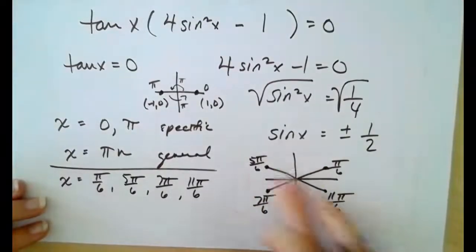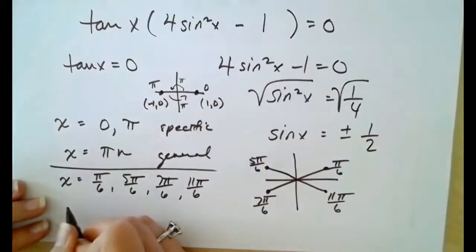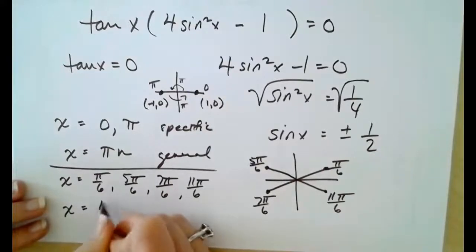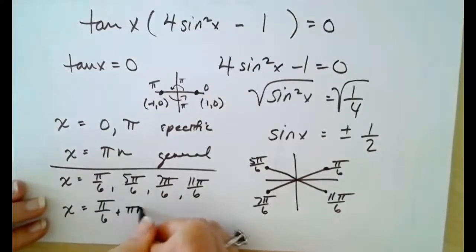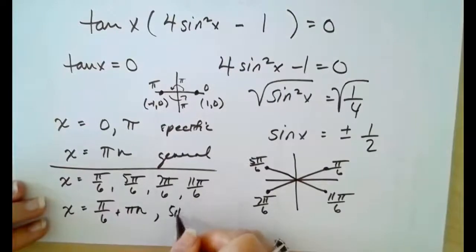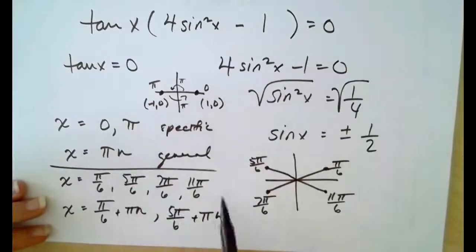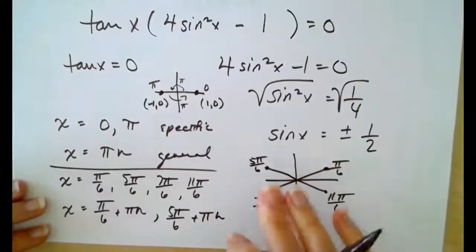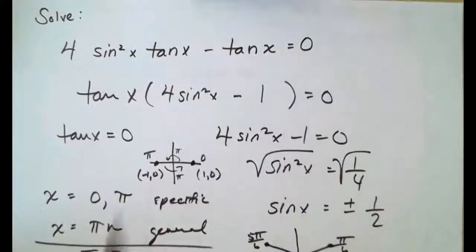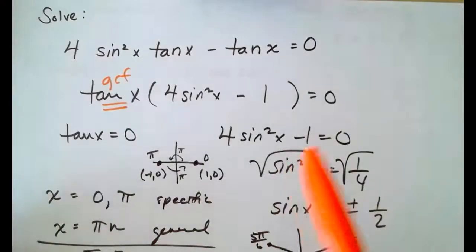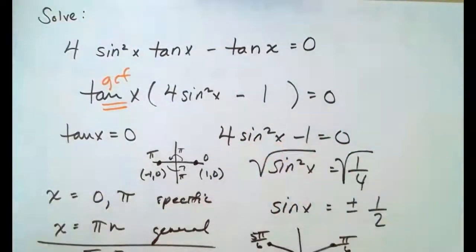And then since these are 2 opposing poles, we only need 2 general equations here. So the first one will be pi over 6 plus pi times n, and also 5 pi over 6 plus pi times n. So 1, 2, 3, 4, 5, 6 specific solutions and 1, 2, 3 general solutions. One more time, if you see an opportunity to take out a GCF, in this case it's tan, do so. Set it equal to 0, both factors, and solve.